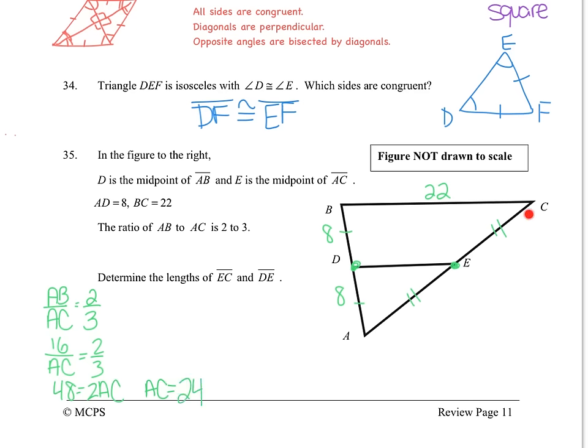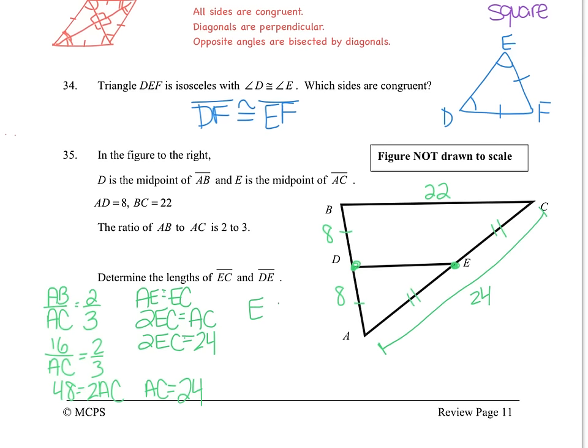So if I know that AC is 24, so this whole length right here is 24, and E is the midpoint, then I know that AE equals EC, and I know that basically 2 ECs is going to equal AC. Well, if AC is 24, then 2 ECs equal 24. Divide both sides by 2. EC equals 12. So this is going to be 12, and this is going to be 12. So that's the first one we need to find. The length of EC is 12.